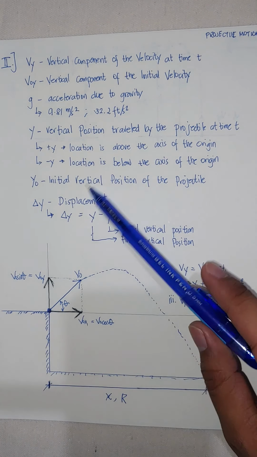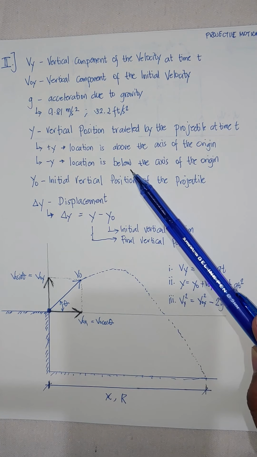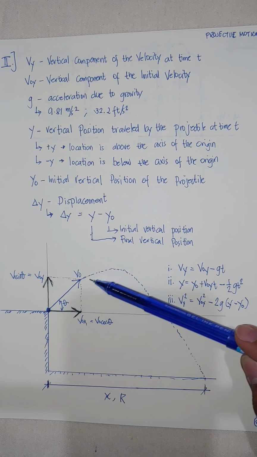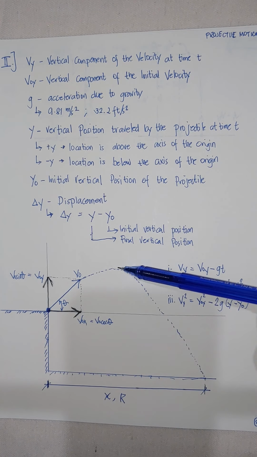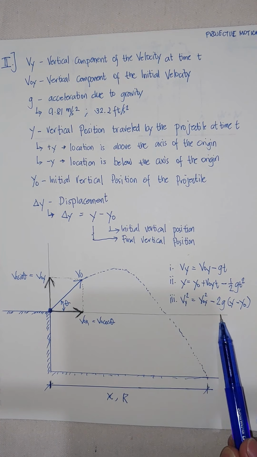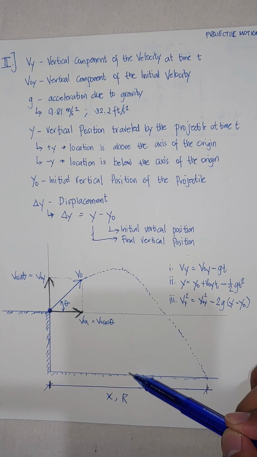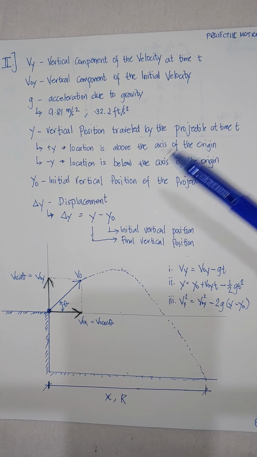So positive y location is above the axis of the origin. Negative y denotes that the location is below the axis of the origin. So if this is the particle, and then you take the point here. So the equation that we will use, this is positive y, because if this is the origin of the particle and this is the x-axis, then if it is above, it rises. So if it goes up from the origin, it means it is positive y. If it goes down from this origin downward, it is negative y. So this is the position. So for a position, we denote if it's positive or negative.